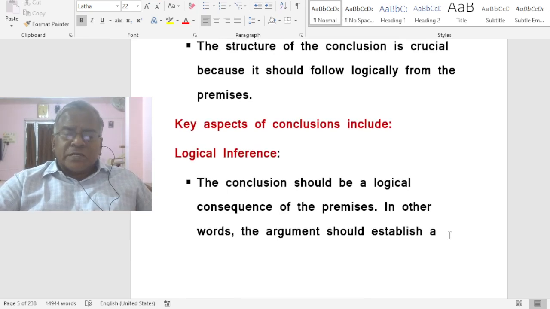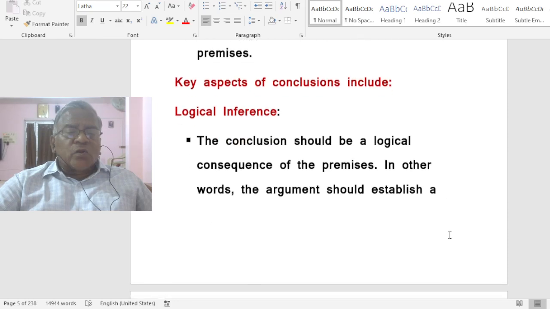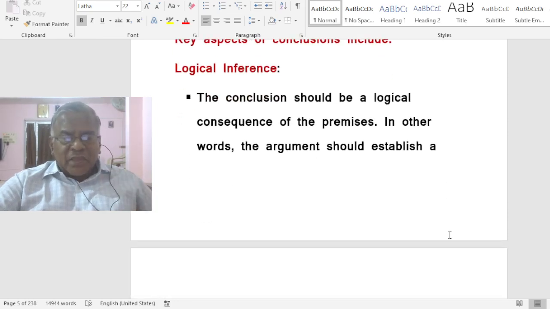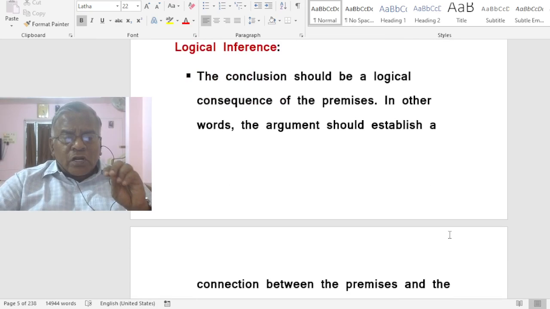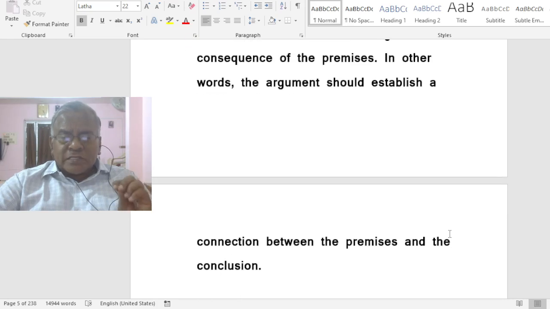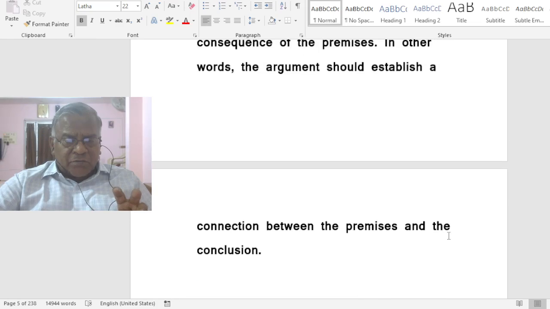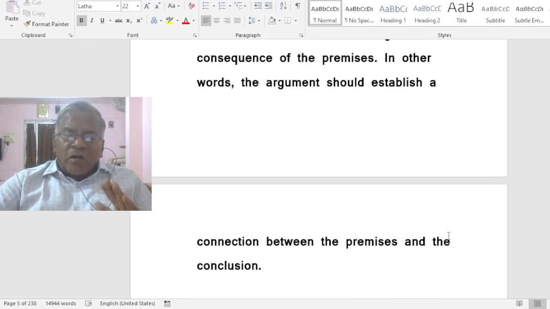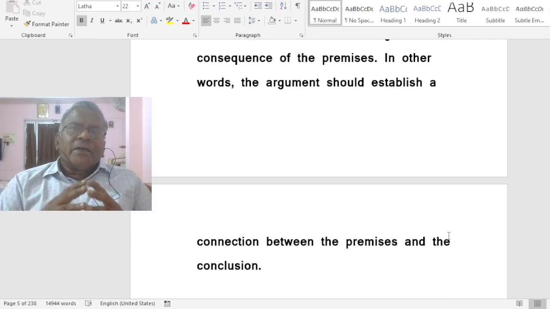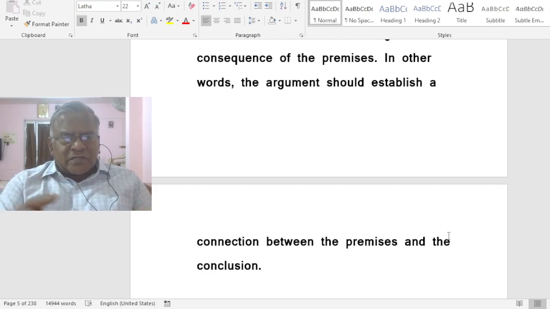What are the key aspects of conclusions? They include logical inference. The conclusion should be a logical consequence of the premises. In other words, the argument should establish a connection between the premises and the conclusions. For an example, and now I give the example: all men are mortal. This is one of the meaningful sentences or premise. Aristotle is a man. So what is the conclusion? Aristotle is mortal. So that is what we are just talking about.